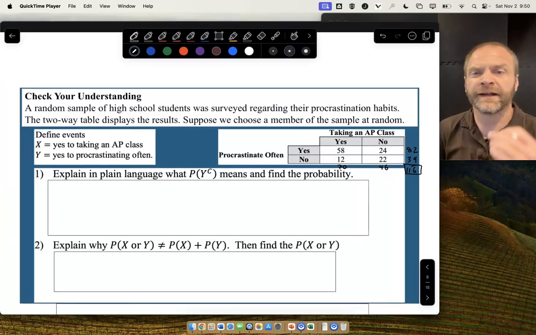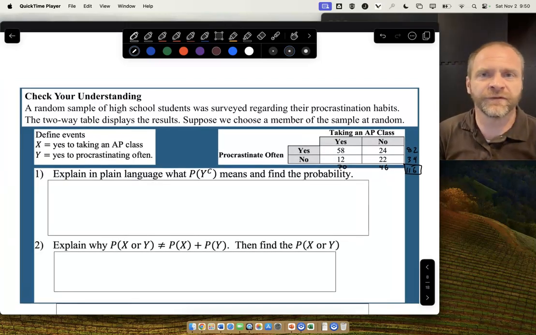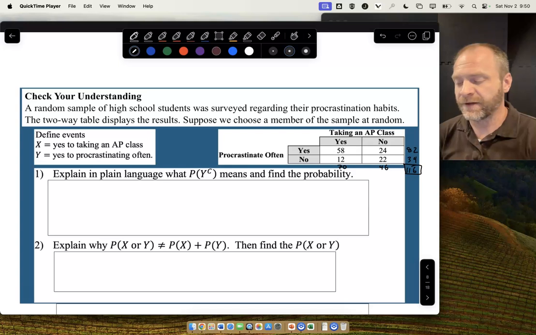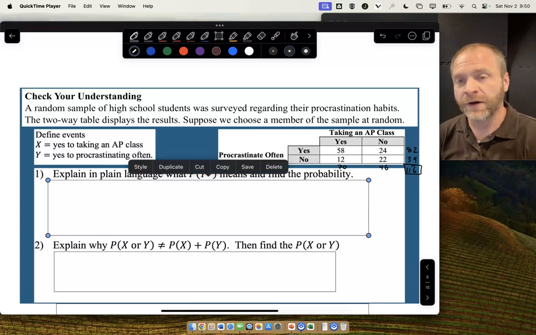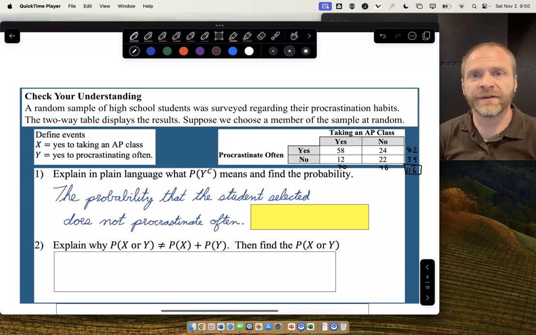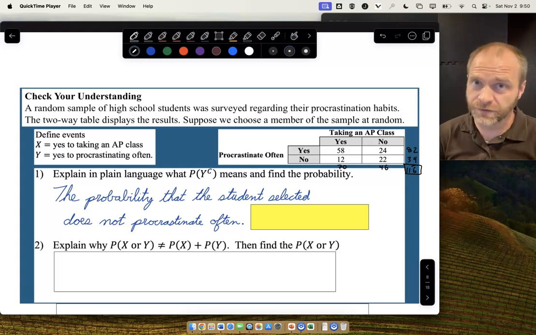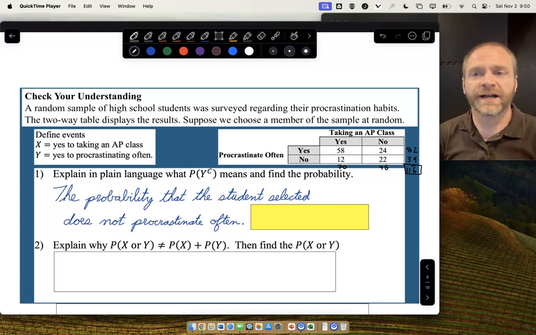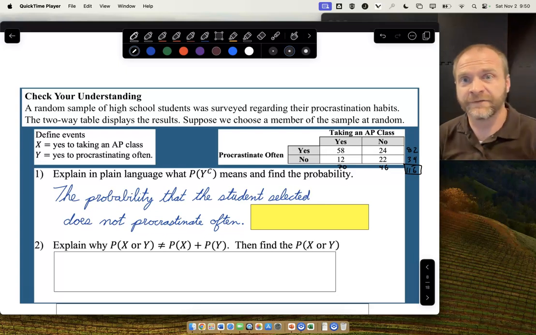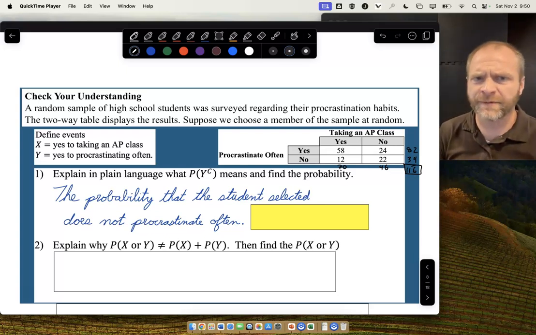Problem 1 is saying, hey, explain in plain language what does the probability of Y complement mean, and then find that probability. So remember, Y complement means the event Y not happening. And event Y is, yes, that student procrastinates often. So the probability of Y complement represents that if we are randomly selecting that student, it is the probability that student does not procrastinate often because they are a good student. And so what happens is Y complement are students not procrastinating, not event Y. So what is that probability?